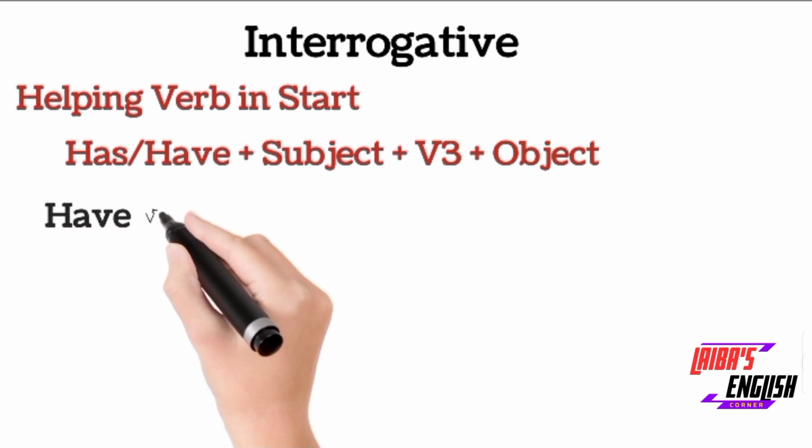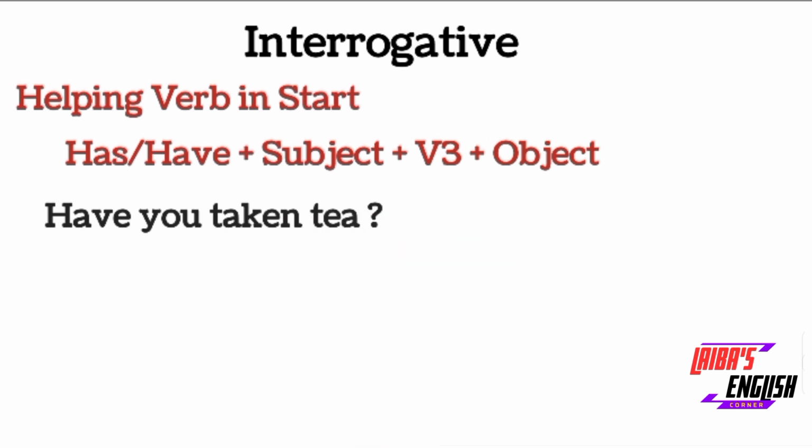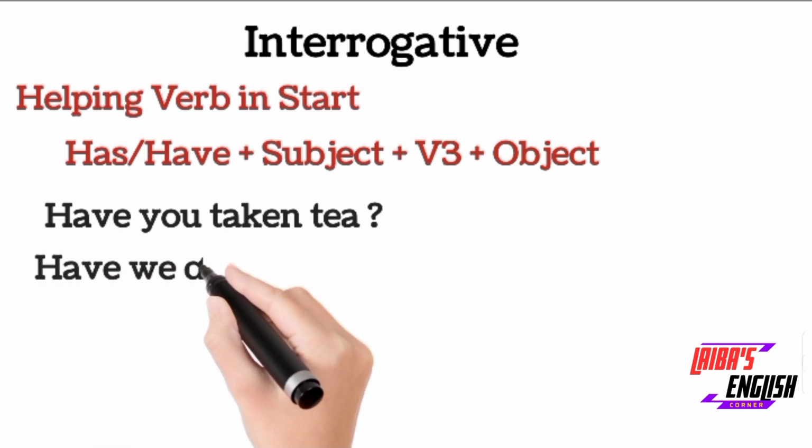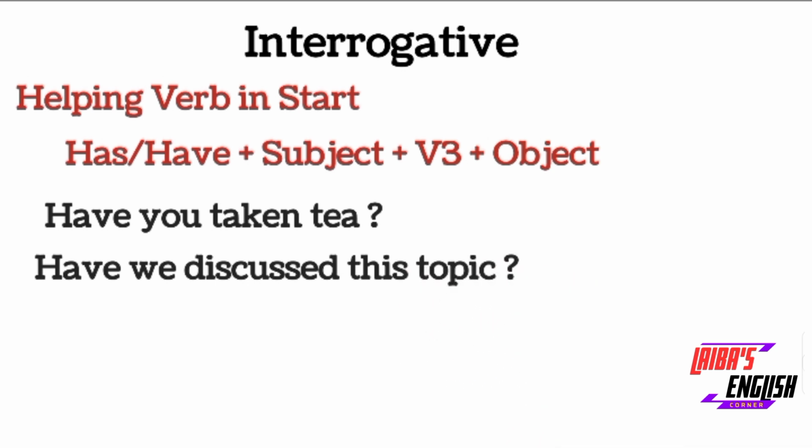So let's see the examples first to make our concept clear. Number 1, have you taken tea? Question mark. So here we are putting the helping verb in the start and with you. So with I, they, you we are putting have. Take's third form is taken. So this is the proper sentence.